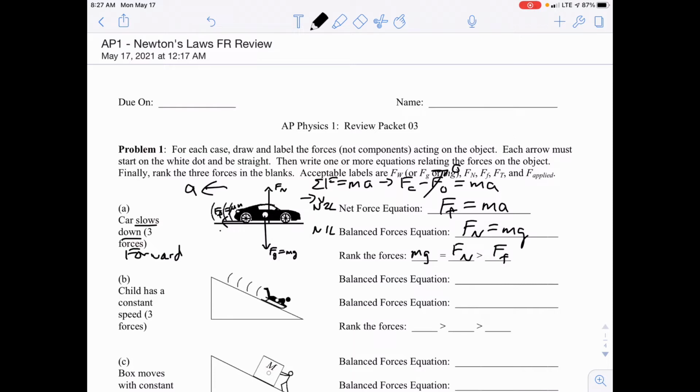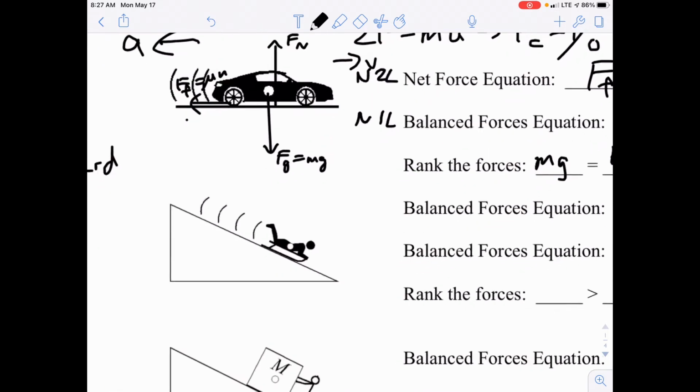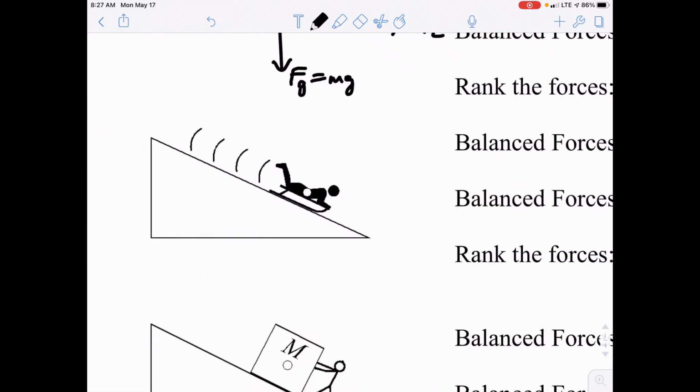Letter B. In letter B, we've got a child sliding down at a constant speed. Again, three forces acting on the child in this sled. So let's draw a force going straight down. We're going to have a normal force going straight up out of the plane. Okay, and you're going to have friction going up the plane.